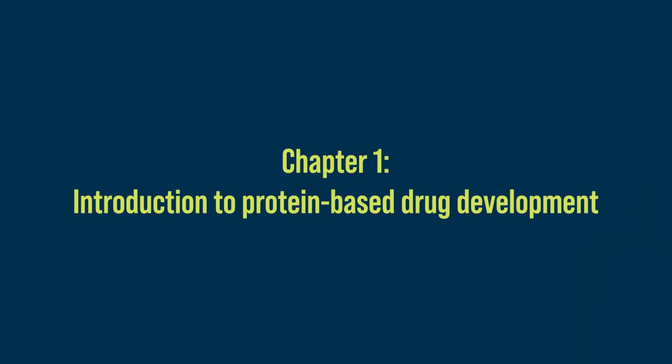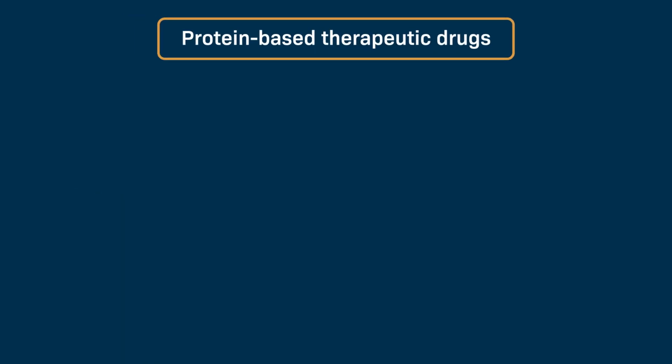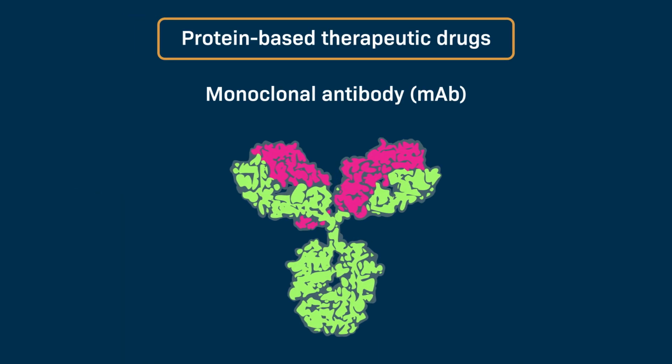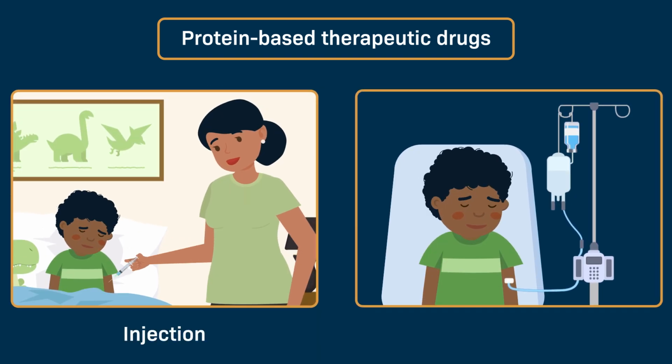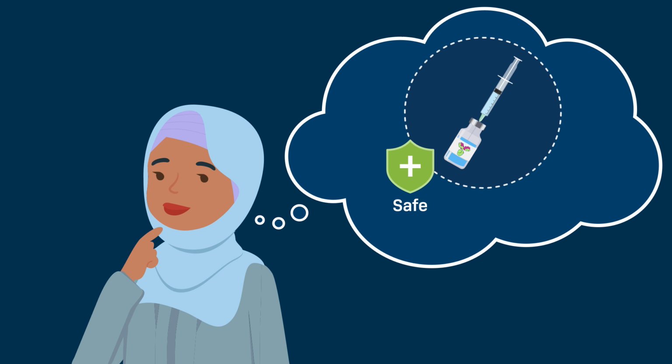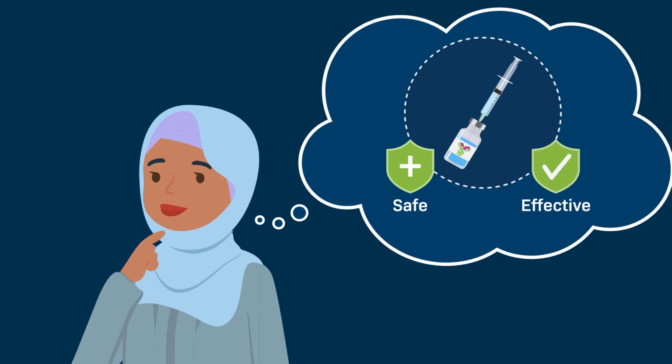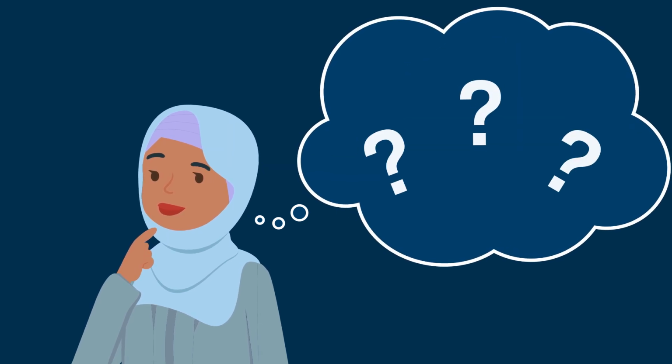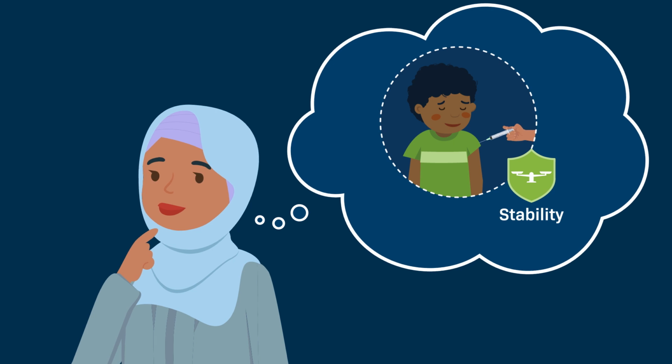Chapter 1: Introduction to Protein-Based Drug Development. Protein-based therapeutic drugs, such as monoclonal antibodies, are typically available as injections and infusions. But how are safe and effective injectable therapeutic proteins made? What tools are needed to ensure that a stable therapeutic protein is injected into a patient?